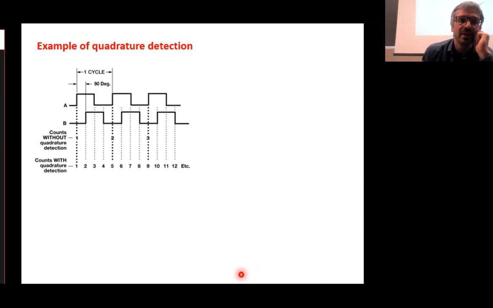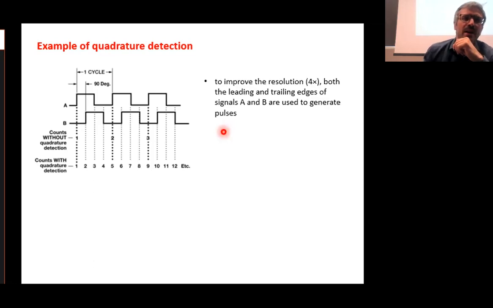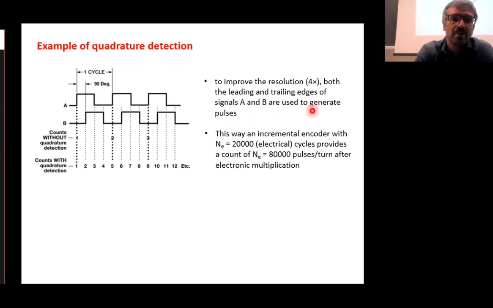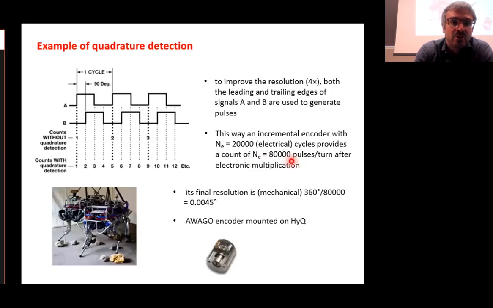We could use counting only the rising edge of the square wave, or also the downward edge, the falling edge, I think it's called. In this case, we can improve the resolution. We can have a bigger number of counts for the same number of physical windows. So if you have, for example, for a complete turn, 20,000 electrical cycles, we can, with this trick, multiply by 4 and get 80,000 pulses per turn, and increase the final resolution.